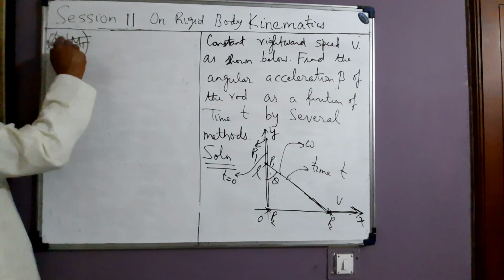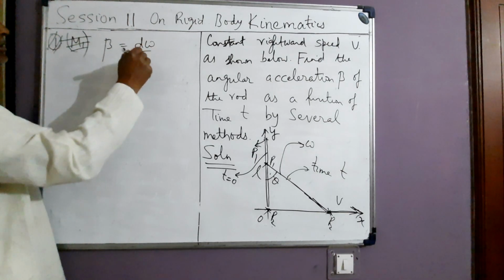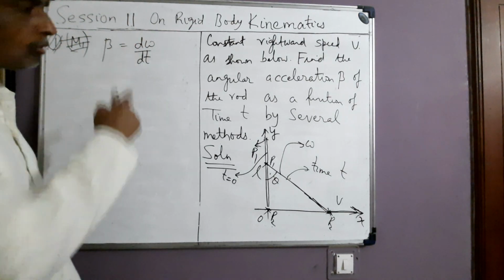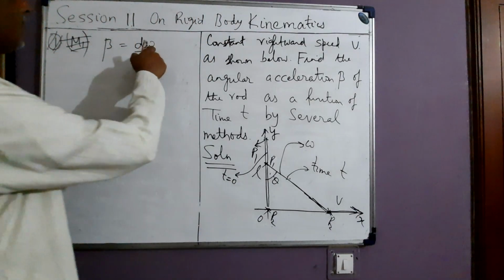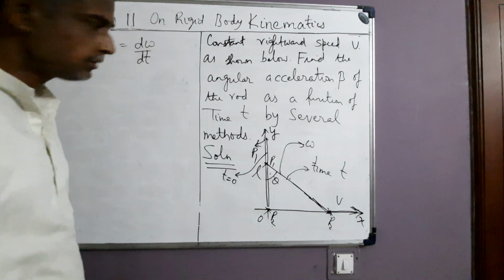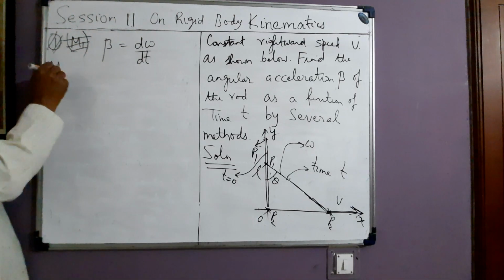So the angular acceleration beta at time t is d by dt of omega, where omega denotes the angular velocity of the rod at time t. If we find omega, then we get beta also. Now let's solve this by several different methods. So method 1, M1.